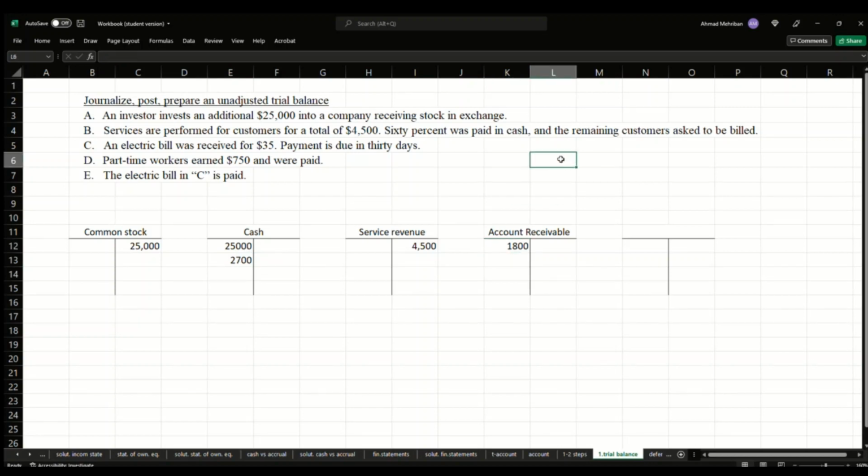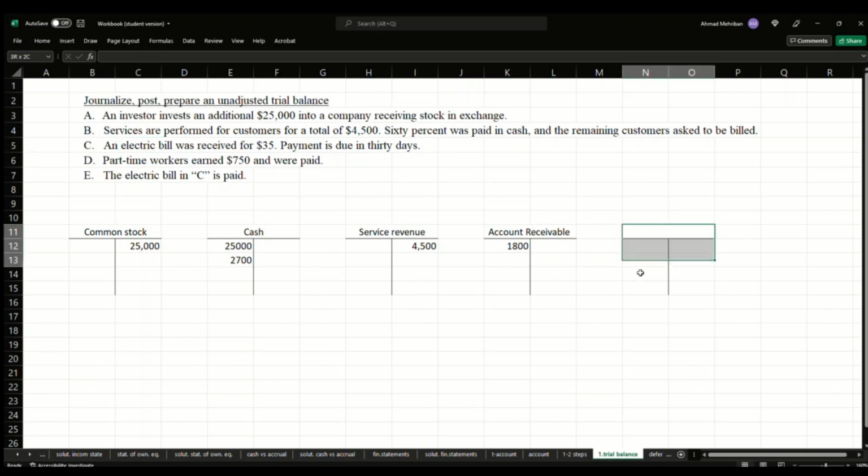Okay. Moving on, transaction C. An electric bill was received for $35. Payment is due in 35 days. Let me clarify this part again. Receiving an electric bill means that we have spent this electricity. You are also homeowners. Your family also has an electricity bill that arrives every single month. You receive the bill only after you use it. So the electric company calculates how much you use and sends you the bill saying this is how much you're supposed to pay. Now the same happens here.